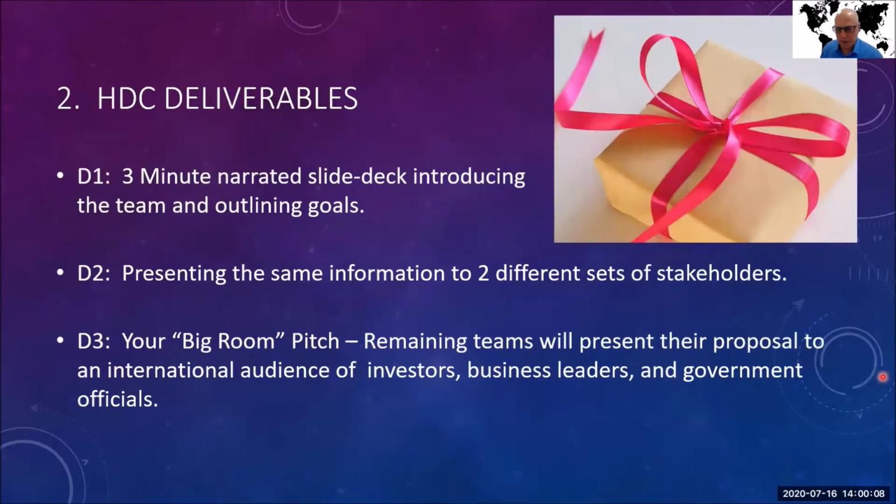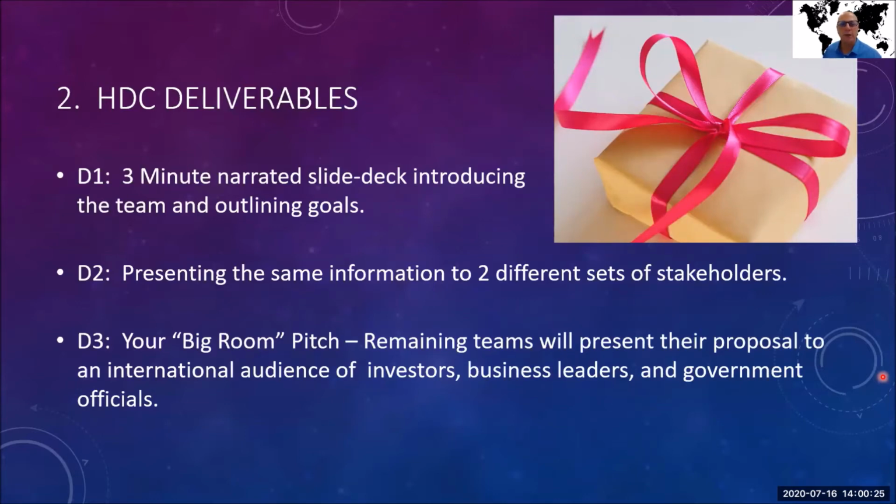So now we have the process part down. Let's look at the actual product. Let's look at the deliverables. There are going to be 3 deliverables, and they're going to take place at the end of the first week, the end of the second week, and then the last day of class.